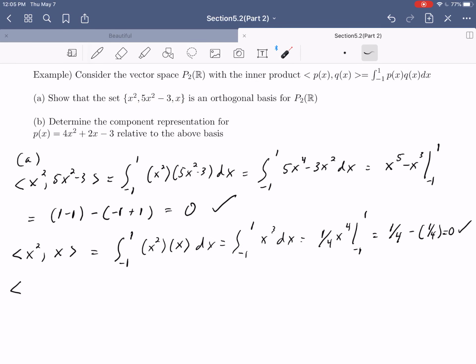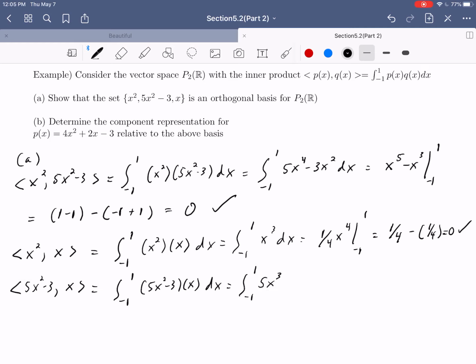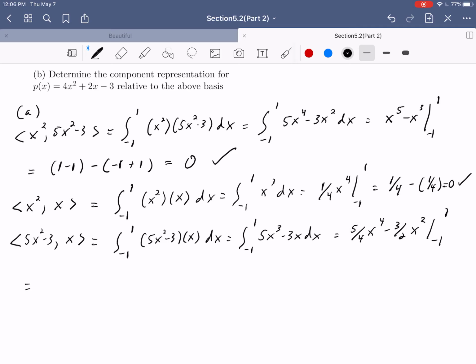And then finally, the last pairing that we need to check is the second and third vectors. So we need to do 5x squared minus 3 and x. That's going to be the integral from negative 1 to 1 of 5x squared minus 3 times x dx, which is the integral from negative 1 to 1 of 5x cubed minus 3x dx, which is 5 over 4 x to the 4th minus 3 halves x squared, evaluated from minus 1 to 1. Pop those in there. That's 5 fourths minus 3 halves minus 5 fourths minus 3 halves, because when we plug in negative 1, both of these are even exponents, so it's going to be the same thing. Some messy fractions in there, but it doesn't matter because this is the same as this. So that equals 0. Check.